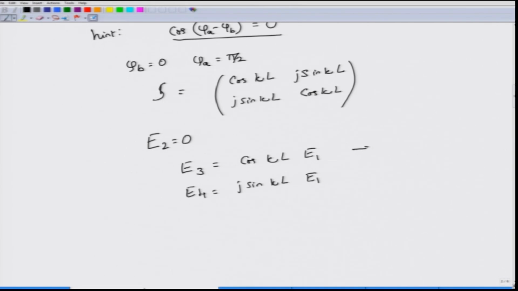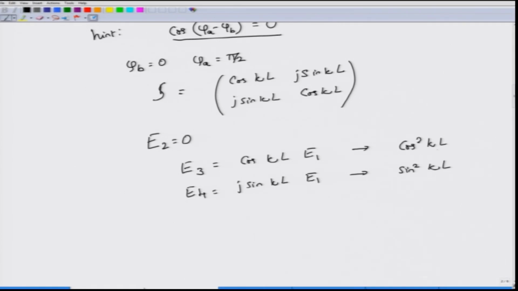What would be the power in each of these ports? The power, as you know, is proportional to the magnitude of the electric field squared. Therefore, the fraction of the power in the first arm, that is in the third port, is cos square kappa L. Power in the second arm is sin square kappa L. Assuming again lossless coupling, the sum of these two should be equal to 1.